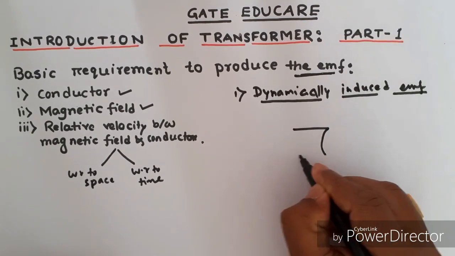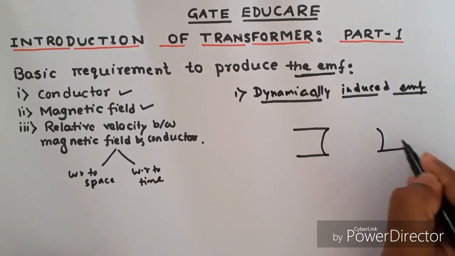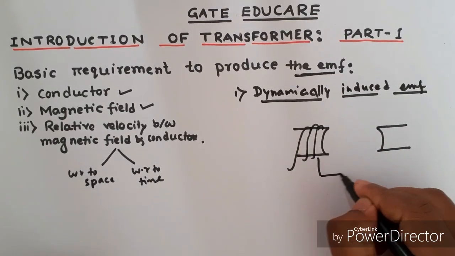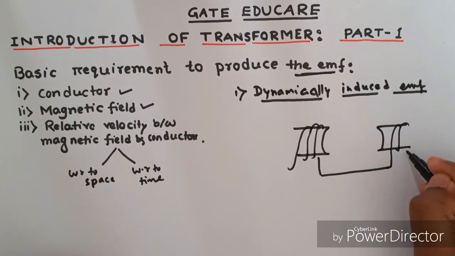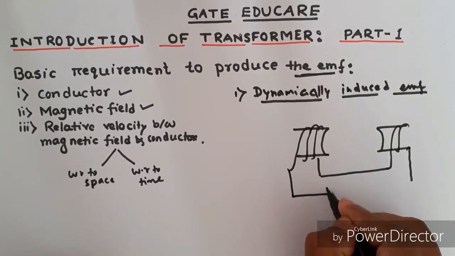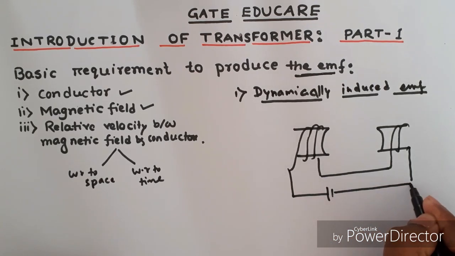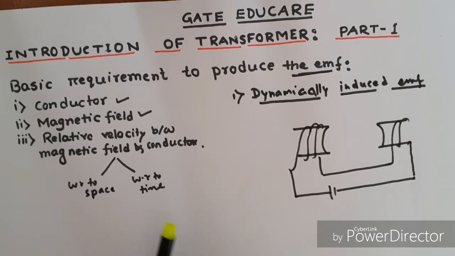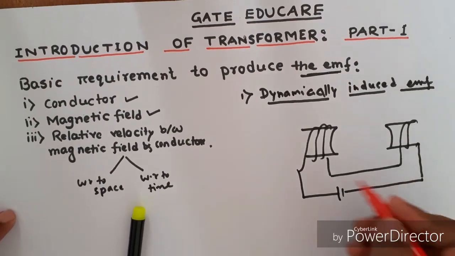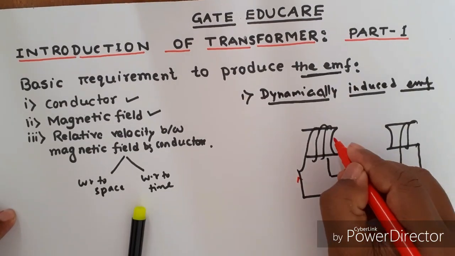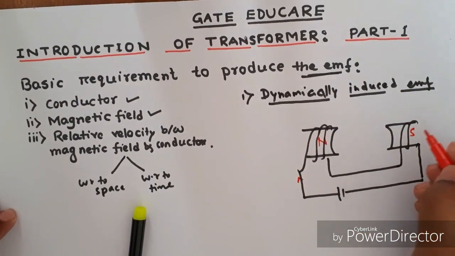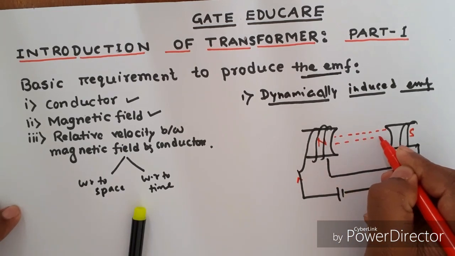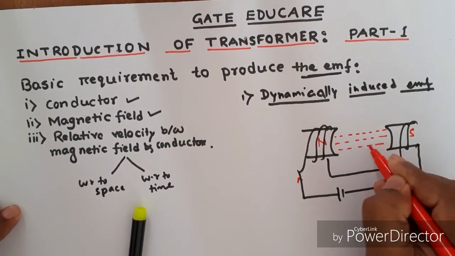Suppose there is a pole, and a coil is around the pole. We apply a DC voltage, then depending upon the direction of current, one of the poles will act as a north pole and the other will act as a south pole. Suppose this is the north pole, this is the south pole. From the north pole to the south pole, magnetic lines of flux will pass like this.